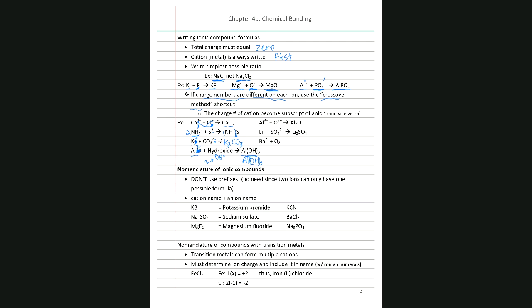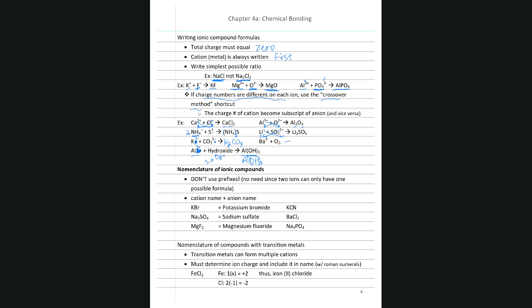So here's aluminum and oxygen. They have different charges. All right, and that crossover method says the 3 from the aluminum will become the subscript on the oxygen, and the 2 from the oxygen becomes the subscript on the aluminum. And that's just sort of a simple shortcut to doing the math. Same thing here, we can do this here. That lithium, the 2 from the charge on the sulfate, and the 1. So we get Li2SO4. We just have 1 of them.